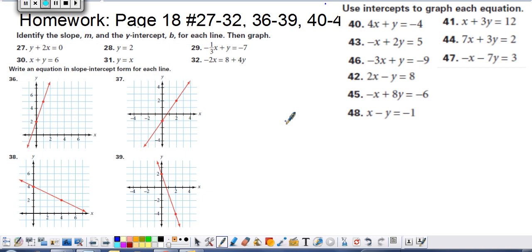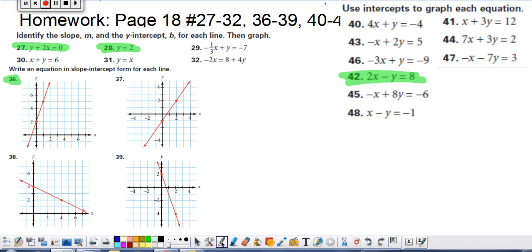I wanted to go over a few particular questions from tonight's homework. That way, if you had some kind of issues with it, or you wanted to know that you're doing it correct, then they're up here. All right, so let's start with number 27.